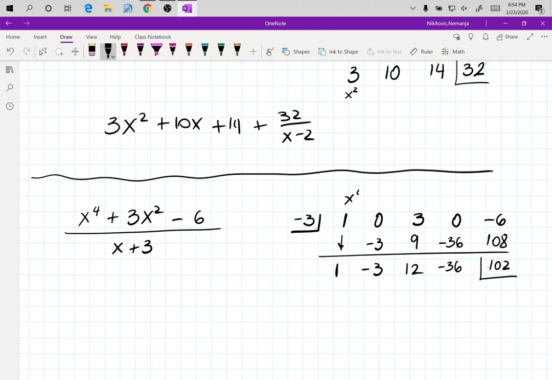If the first one started as x to the 4th, then the answer starts as x cubed. So the answer is 1x cubed, which is just x cubed, minus 3x squared, plus 12x, minus 36, plus 102 over x plus 3. All right, cool.